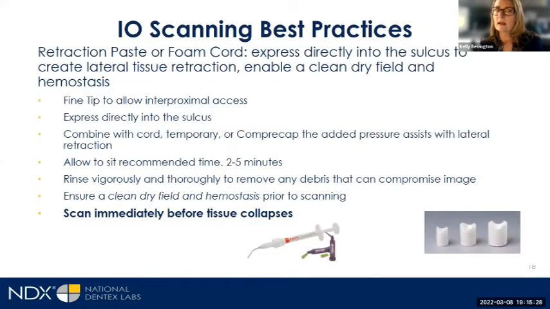A couple other ways of achieving that gingival tissue retraction is some sort of a retraction paste. And I think retraction paste can work wonderfully. I think it's really important that the assistant is properly educated on how to use them. So you want to take the tip of the applicator and express the retraction paste into the sulcus, creating that expansion, that lateral and apical retraction of the gingival tissue, versus just applying it on top of the gingival tissue and using it as a hemostatic agent.